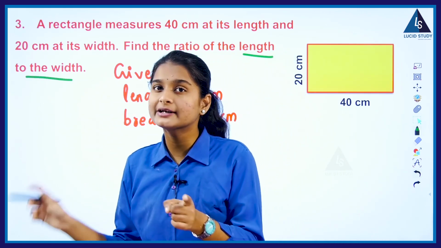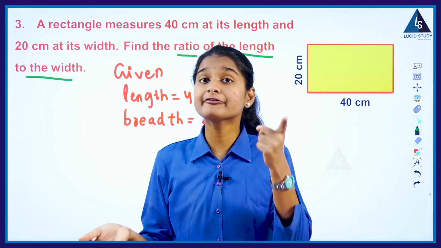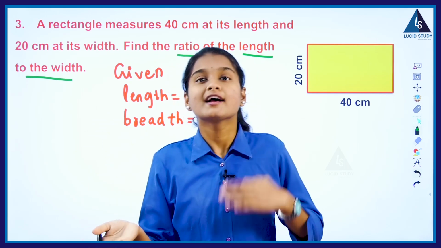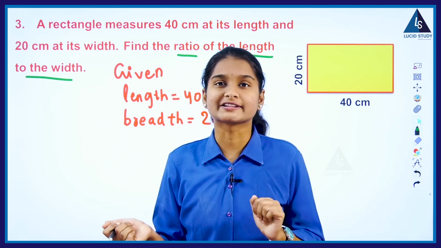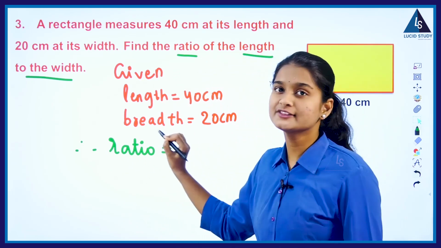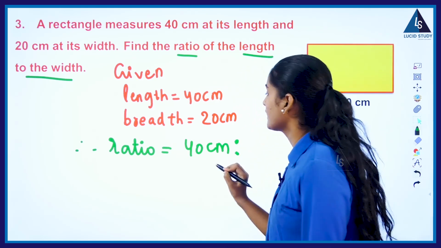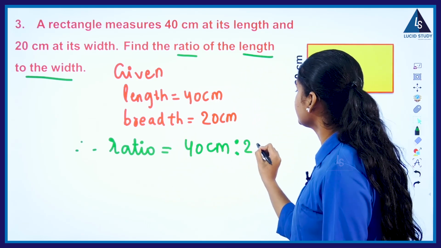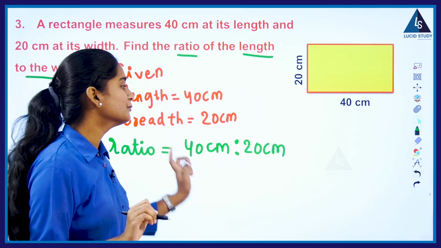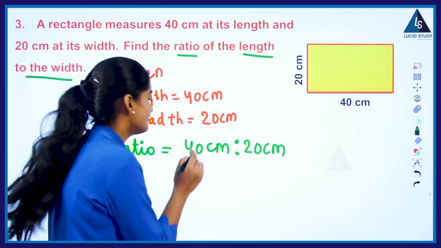Remember, we have length to the width. Length came first, so length is the antecedent, and width came later, so width is the consequent. First term must be length and the second term must be the width. Therefore, ratio is equal to, what is the length we have? 40 centimeters is to, and width we have is 20 centimeters. Therefore, ratio is equal to 40 centimeters is to 20 centimeters.